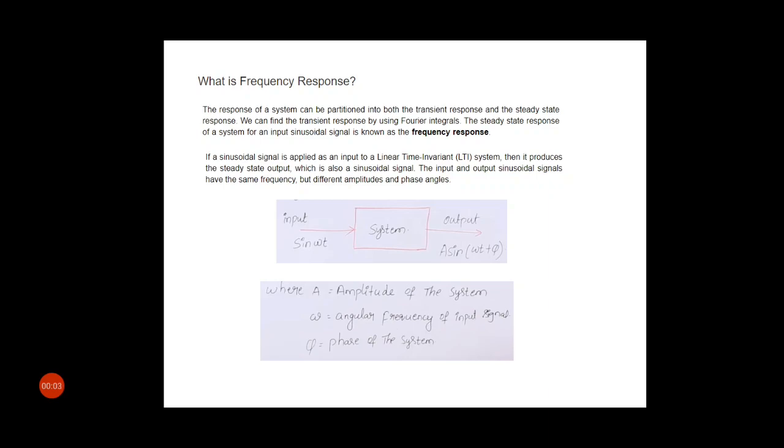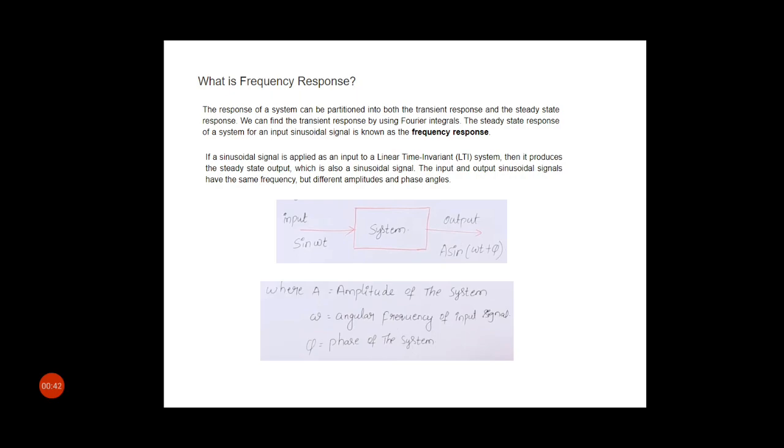Hello student, in this video we are going to discuss frequency response analysis. First of all, frequency response analysis means the response of the system for sinusoidal input. That means the definition of frequency response is the steady state response of a linear time invariant system for sinusoidal input.